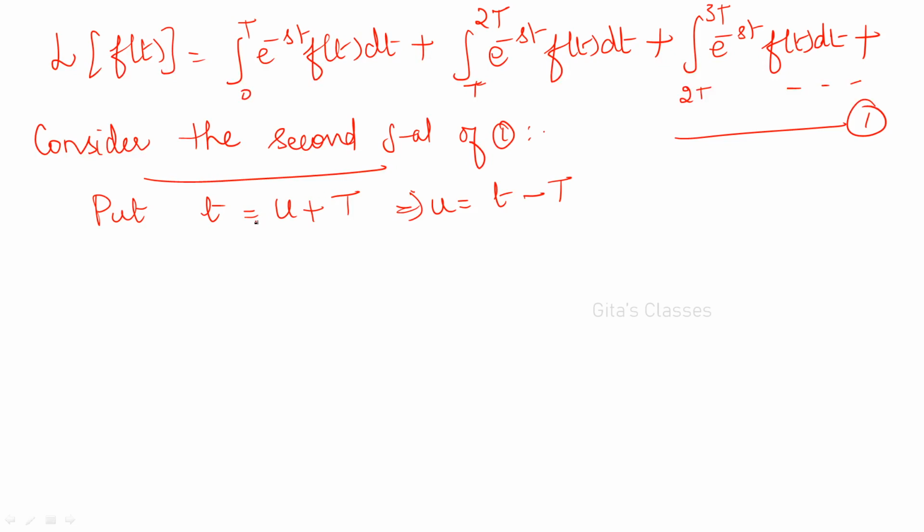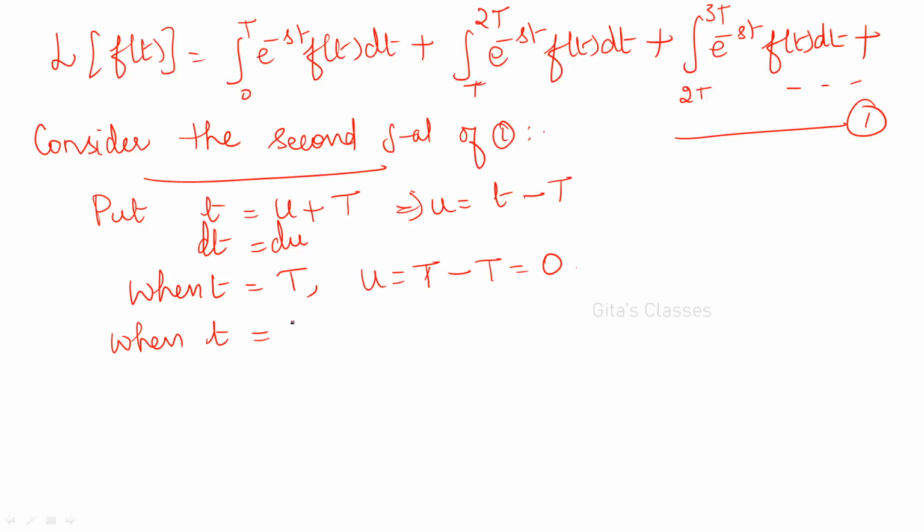Whenever you are changing the variable from small t to u, there are three more things you have to do. One is dt. dt is equal to du, because capital T is a constant, so it will become 0 when you are differentiating. And two more values you have to find out, that is the lower limit and upper limit. When small t is equal to capital T, what is our u? Capital T minus capital T, which is 0. And the upper limit, when small t is equal to 2 into capital T, then u is equal to 2T minus T, which is capital T.